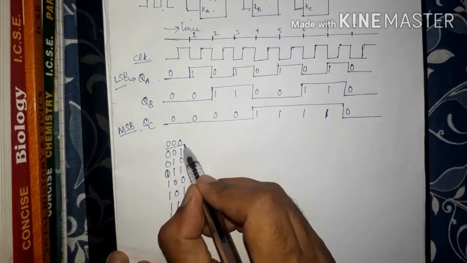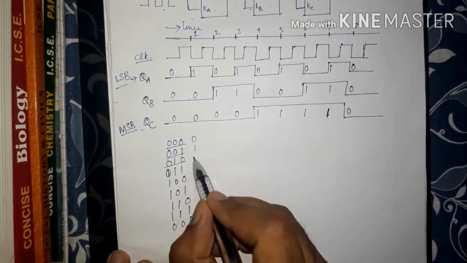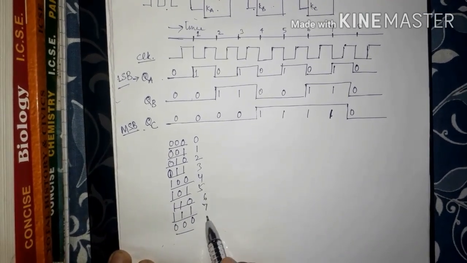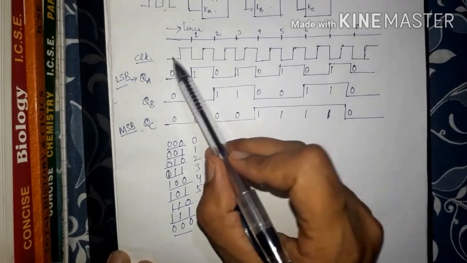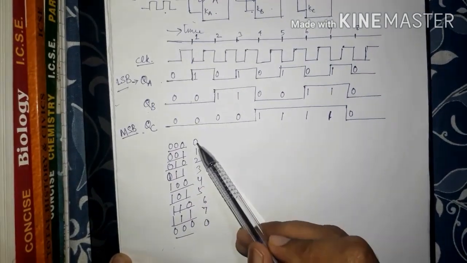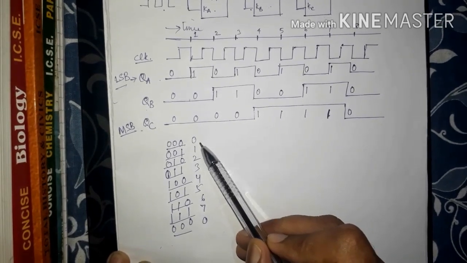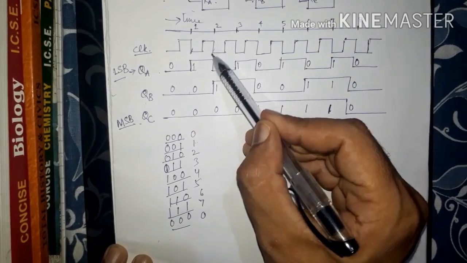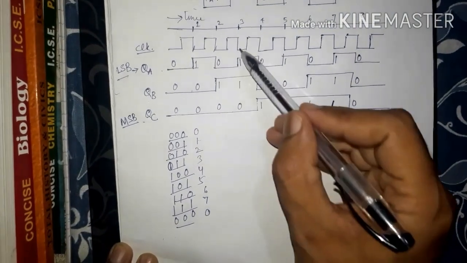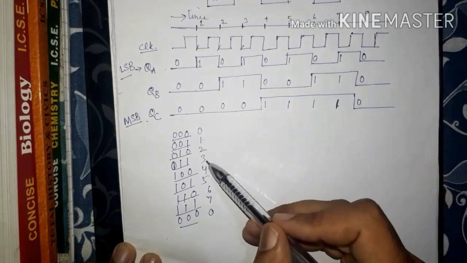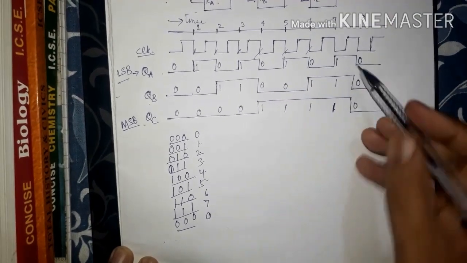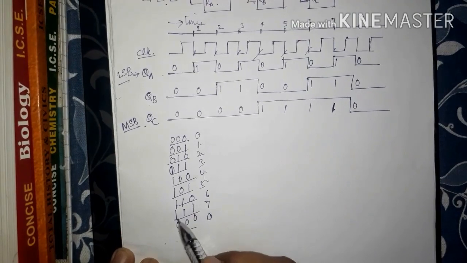So now observe, this is binary 0, this is binary 1, this is 2, this is 3, this is 4, this is 5, this is 6, 7, and this is 0. So what you have got: whenever there is a negative edge of the clock pulse, meaning the end of a clock cycle, its output becomes 1 from 0, and whenever there is the next negative edge, meaning one more clock cycle has passed, it becomes 2, and at the lapse of another clock cycle it becomes 3, and 4, 5, 6, and similarly, after the lapse of 7 clock cycles it is 1, 1, 1.